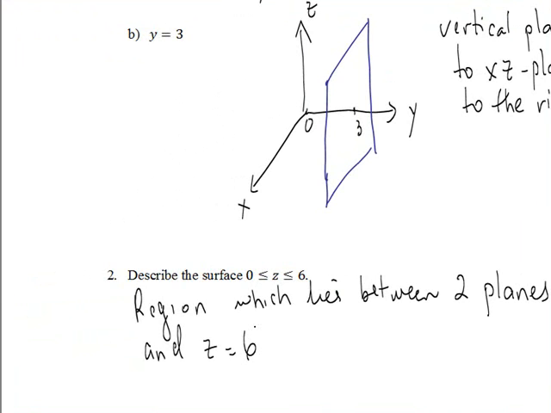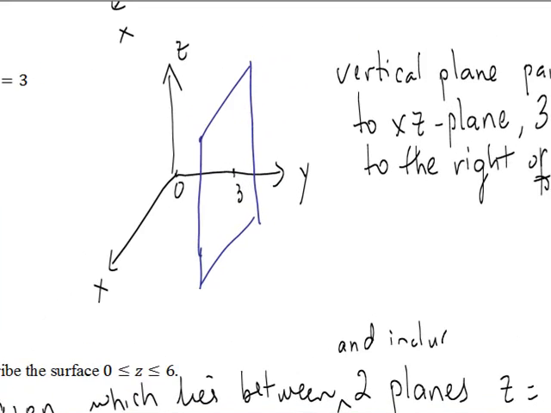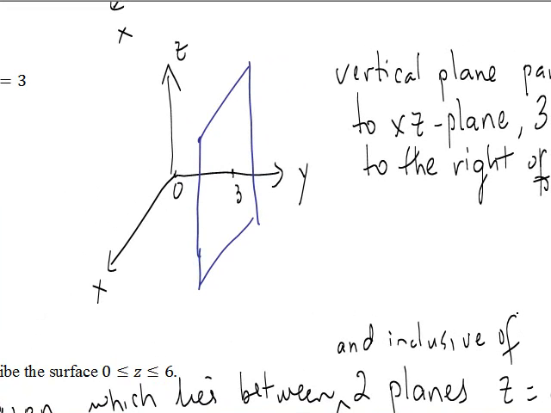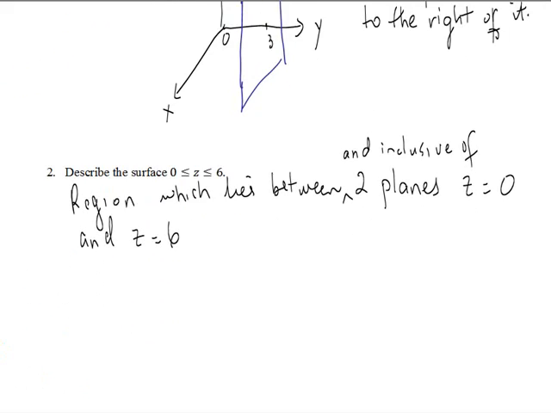Between and including, correct, because there's an equal sign here. Let me just put an inclusive of. Good. Good observation. Questions? Okay, let's move on.